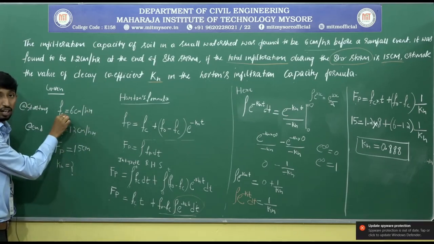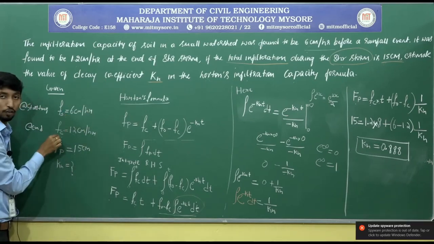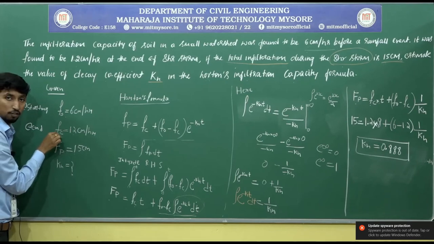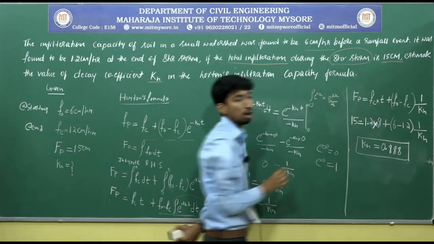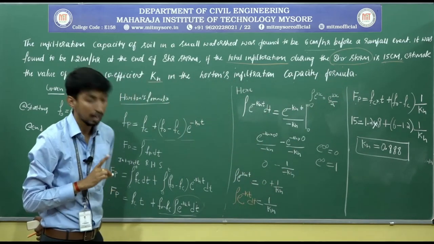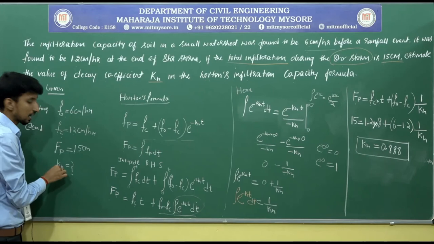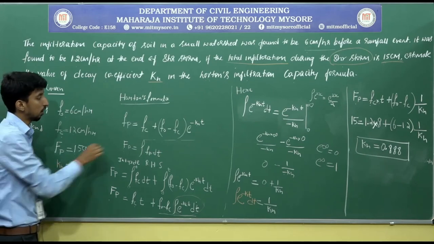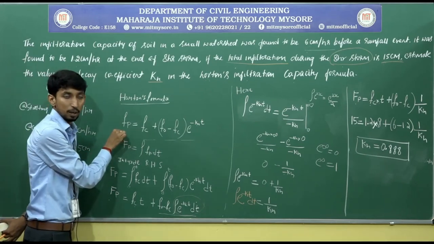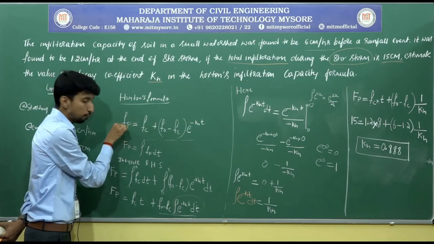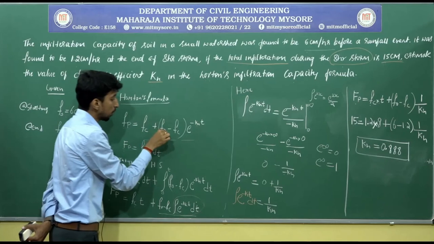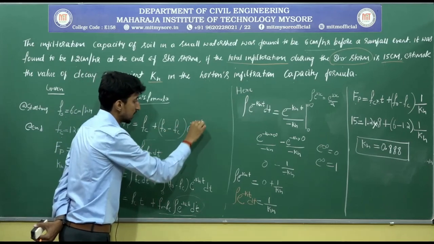First we need to find out the initial infiltration, then the infiltration rate at the end, and the total time that the rainfall has occurred. And in the question he has asked for the decay coefficient. By using Horton's infiltration capacity curve, we know the formula: small fp equals fc plus f naught minus fc whole power e power minus kh into t.